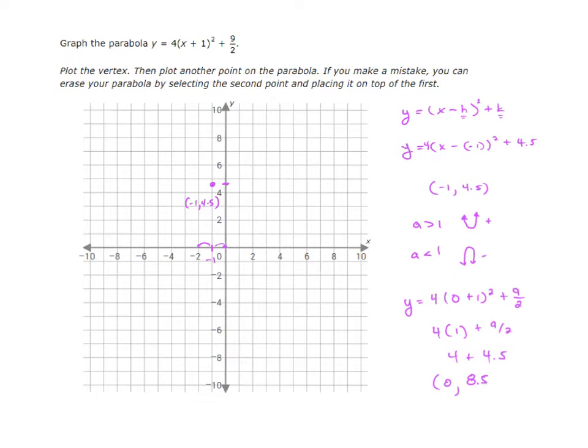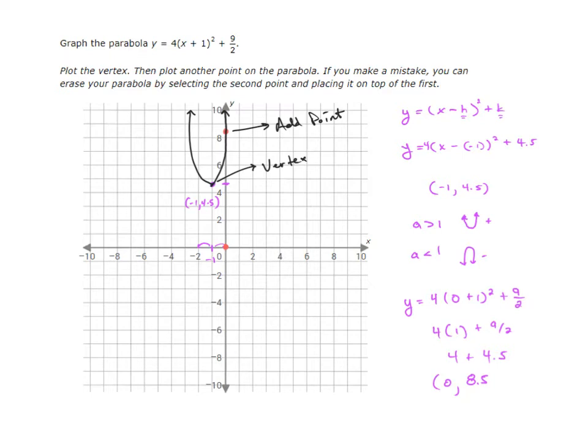So I go here. We'll use a different color. 0, 8.5. We know it's facing up. And here I have a parabola that's facing upwards. And that's how I'm able to graph my vertex. You only need 2 points and an additional point here. And that's when you're given the parabola in a vertex form.